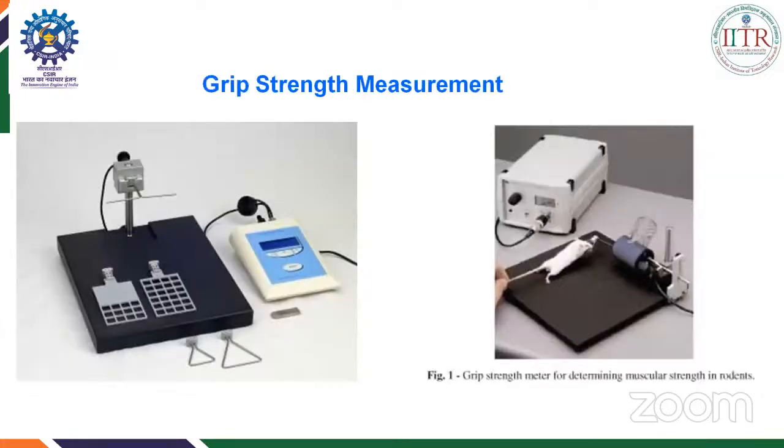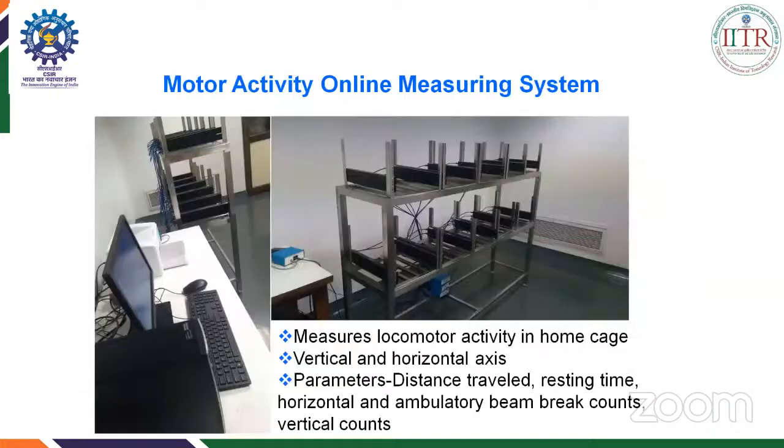These are a few of the tests that you do in longer duration studies. On your left and right, you see the grip strength evaluation. This is the system which is used for motor activity, both the horizontal activity and the vertical activity. The distance traveled, the time between two motions, known as the resting time, horizontal ambulatory beam breaks, etc., are counted.